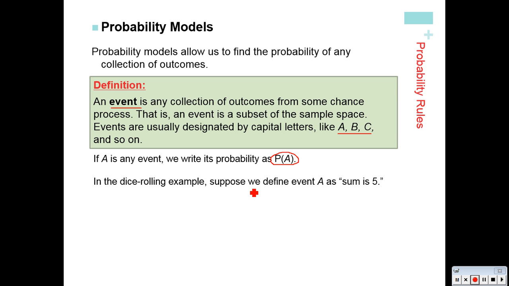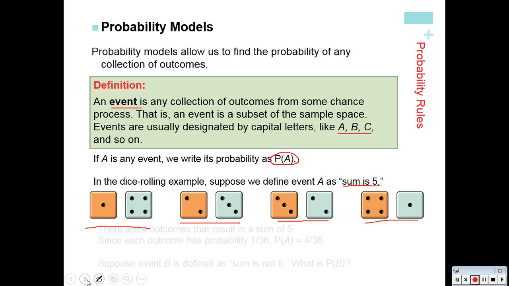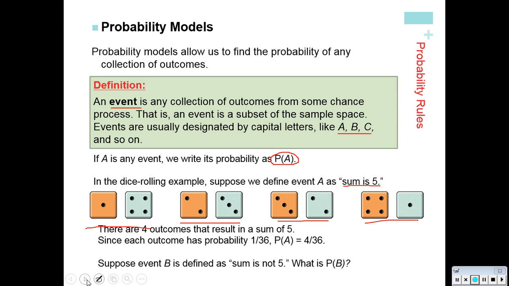And then in the dice rolling example, it says, suppose we defined event A as the sum is 5. So here's all the different ways you could roll a 5. A 1 and a 4, 2 and a 3, 3 and a 2, 4 and a 1. So there's 4 different ways you can roll a 5. So since each outcome is 1 out of 36, we would say that the probability of rolling a 5, or the probability that we would roll two dice and the sum is a 5, is 4 out of 36.